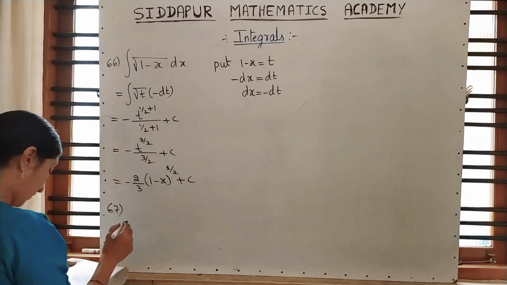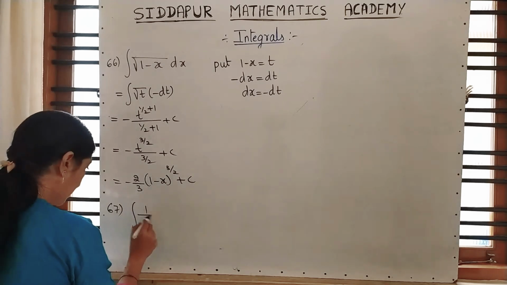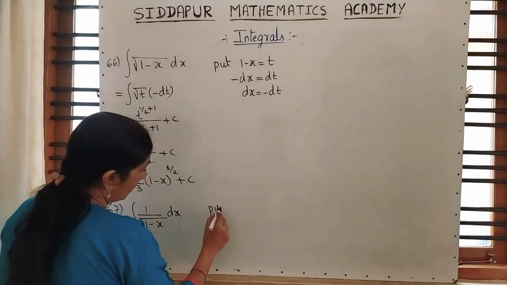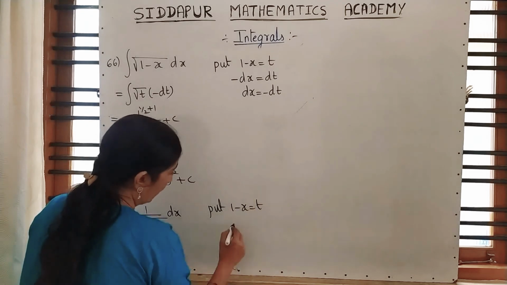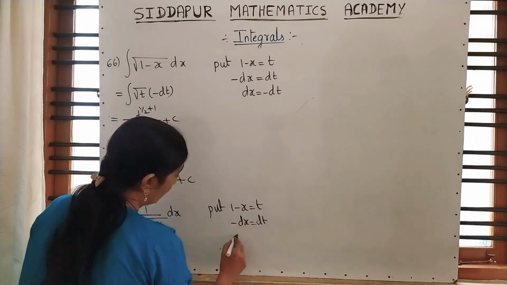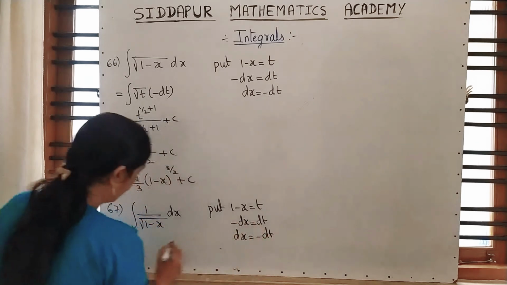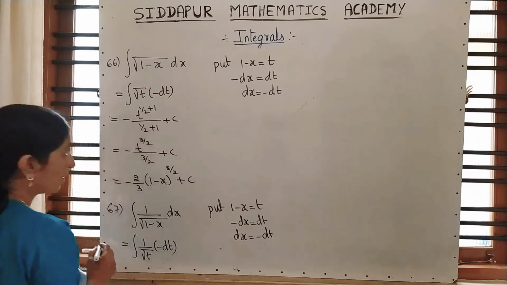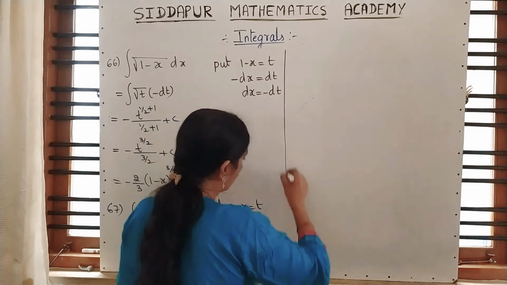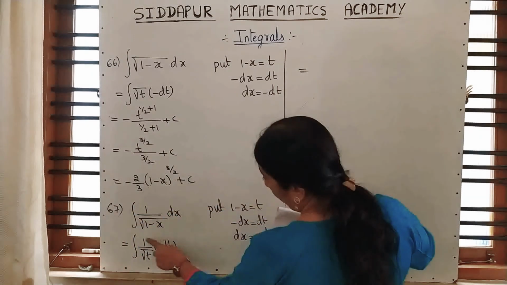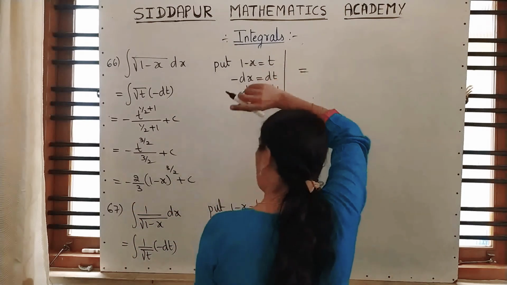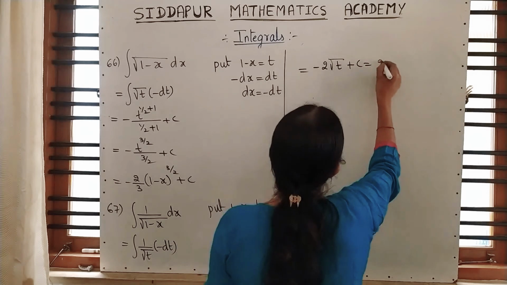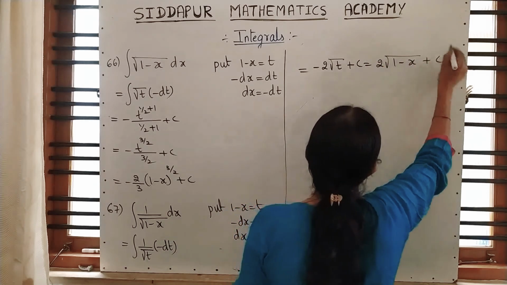Question number 67. 1 upon root of 1 minus x. Here also we will apply method of substitution without power. Same as in the above. Minus outside. What is integration of 1 by root t? Root t, there is x t, only that much is the difference. 2 root t. t value is 1 minus x plus.